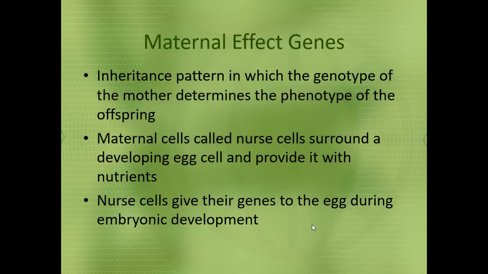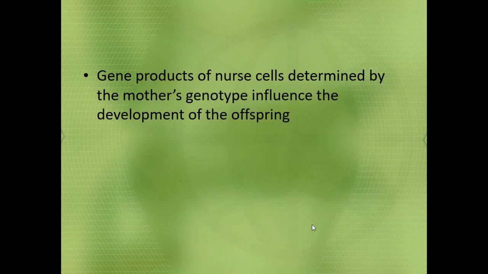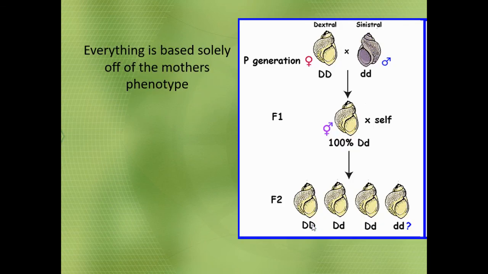Maternal effect genes: this is the inheritance pattern in which the genotype of the mother determines the phenotype of the offspring. Maternal cells, called nurse cells, surround a developing egg and provide it with nutrients. The nurse cells give their genes to the egg during embryonic development. Gene products of nurse cells determined by the mother's genotype influence the development of the offspring. Everything is based solely off of the mother's phenotype here.